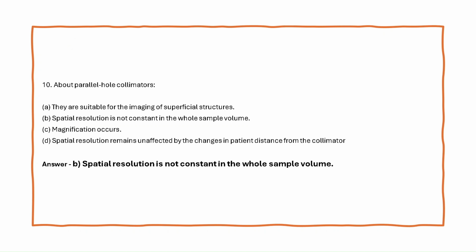So for a parallel hole collimator, spatial resolution is not constant in the whole sample volume. It increases or decreases with increase or decrease in the distance of the patient from the collimator. So the right answer will be B.